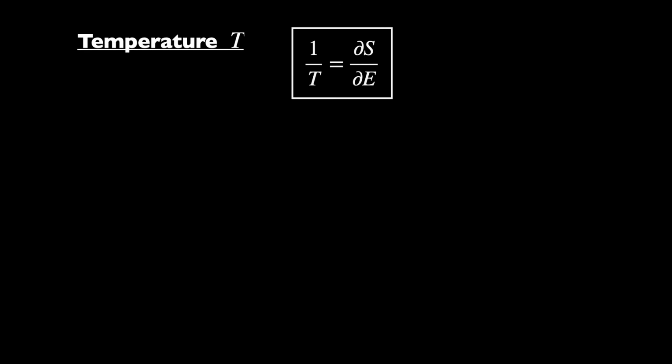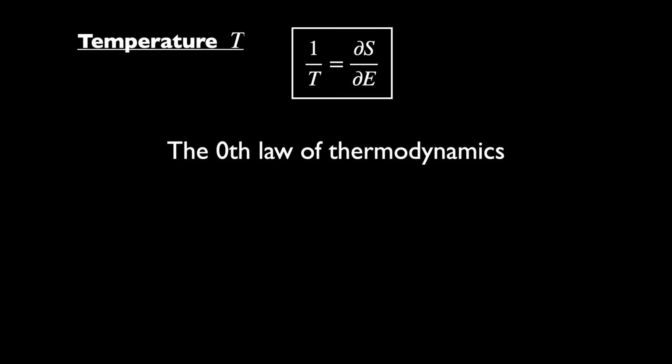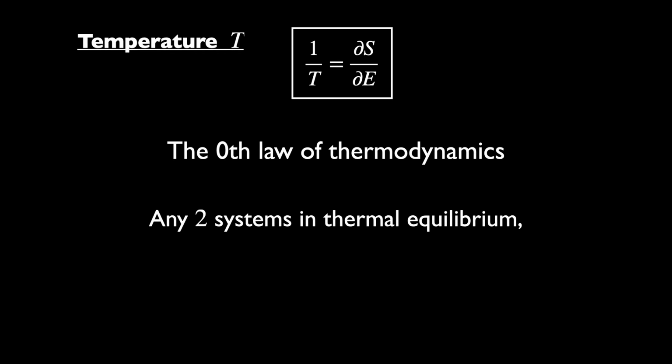Let's take a closer look at temperature. We have defined temperature as 1 over T equals the derivative of entropy with respect to energy. We now show that this definition is consistent with the zeroth law of thermodynamics, which says that any two systems that are in thermal equilibrium with each other must have equal temperature.